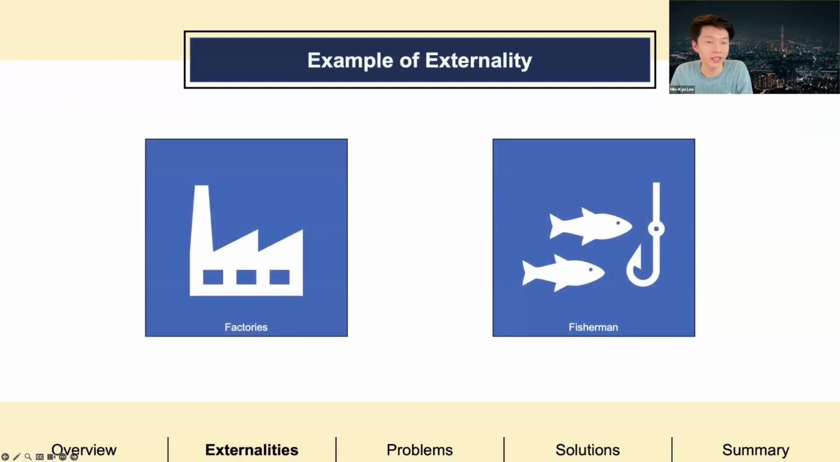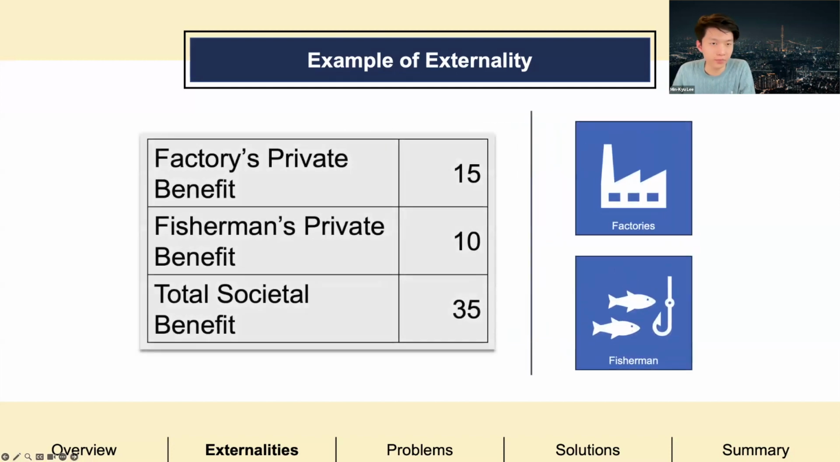So let's look at a kind of simplified world where we only have two entities. We have factories and we have fishermen. And let's assume that at first, these two produce no externalities. They are both producing such that we have an optimal outcome. And so in this case, we see that the factory's private benefit would be 15, the fisherman's private benefit would be 10, and this overall brings a total social benefit of 35.